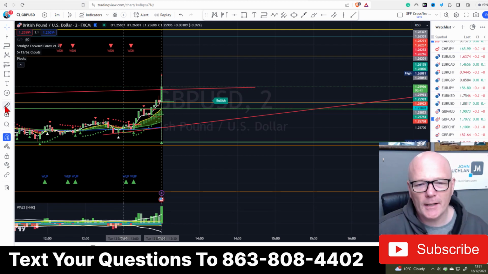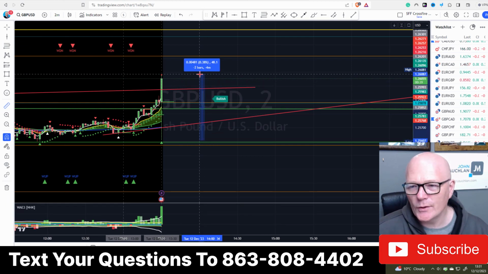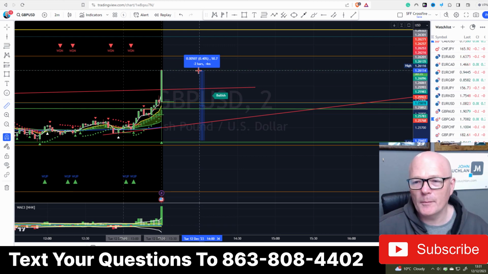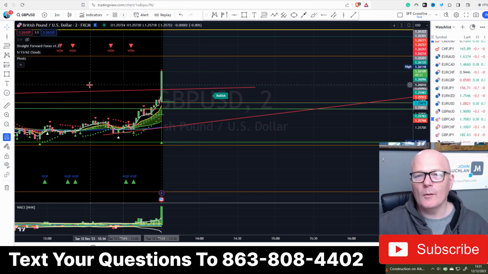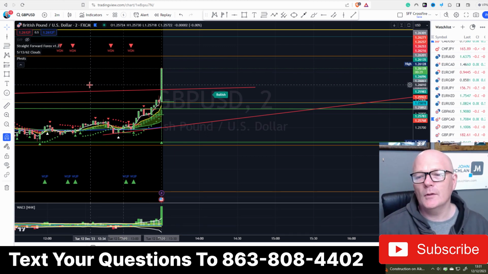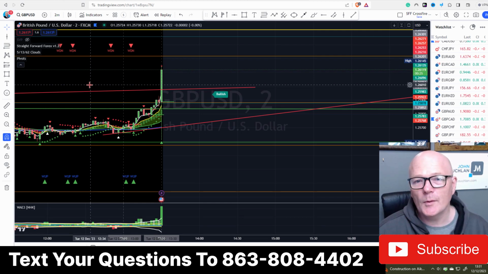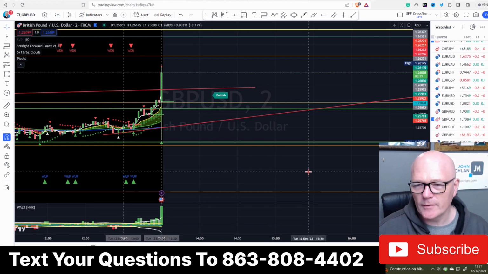And if you look at the size of this move all the way down to there, 48 pips, and still going, now 50 pips. It takes 10 million US dollars to move 1 pip. So look at the amount of money that's just been injected into the pound US dollar. Everything's showing, very nice, very good.